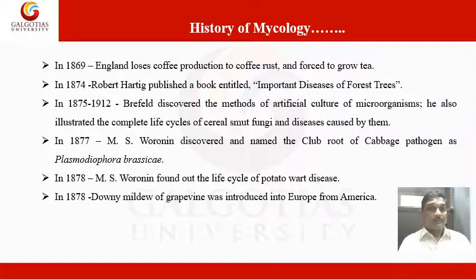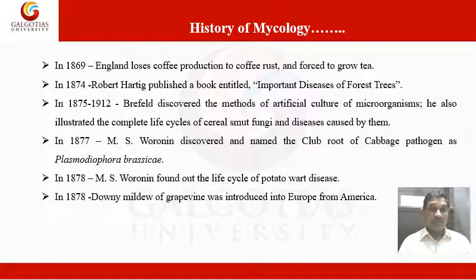In 1869, in England, losses in coffee production due to coffee rust forced the country to grow tea. In 1874, Robert Hartig published a book entitled Important Diseases of Forest Trees. From 1875 to 1912, Brefeld discovered the method of artificial culture of microorganisms. He also illustrated the complete life cycle of cereal smut fungi and the diseases caused by them.